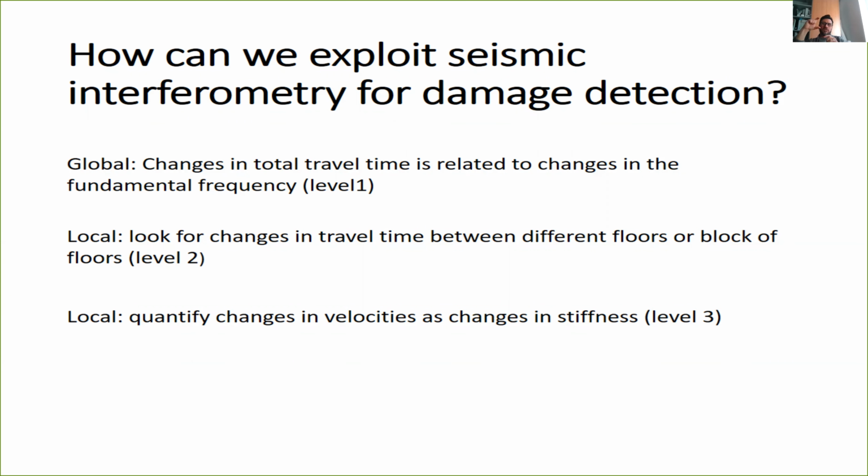If we have more sensors and look at the changes in travel time between different floors or blocks, the estimations start to be more local. And finally, if we also check how much the velocities change, depending on the changes in stiffness, then we can arrive at a more defined estimation of damage to the structure during an earthquake.